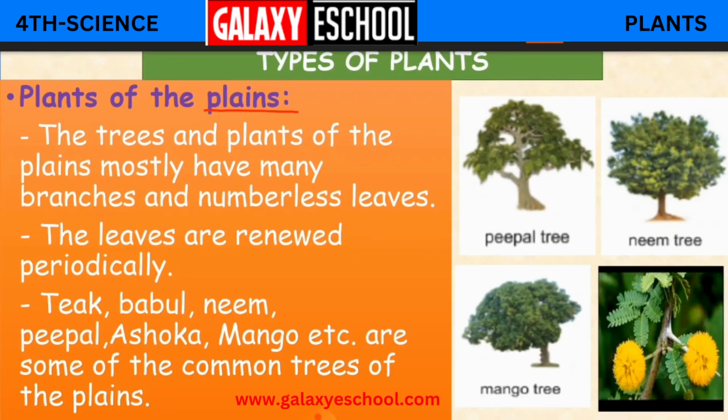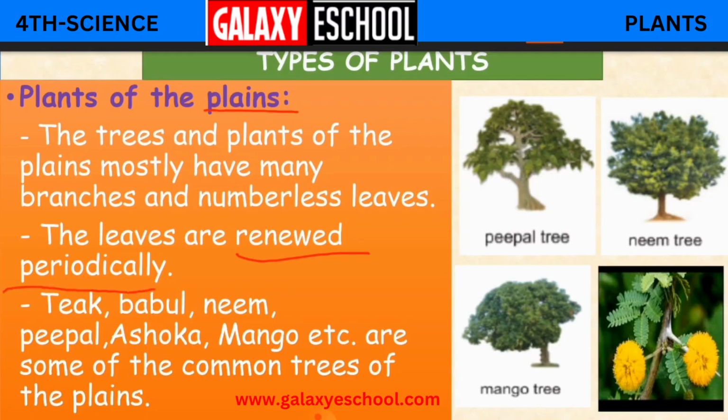The trees and plants of the plains mostly have many branches and numberless leaves. This type of plants which grow on the plains have so many branches and numberless leaves, in the sense we can't count them. And the leaves are renewed periodically. Renewed, what do you mean by renewed? The leaves are going to take birth again. They are growing again and again.